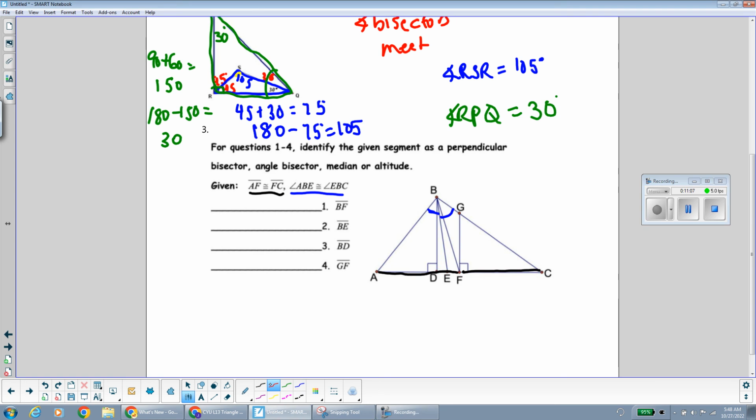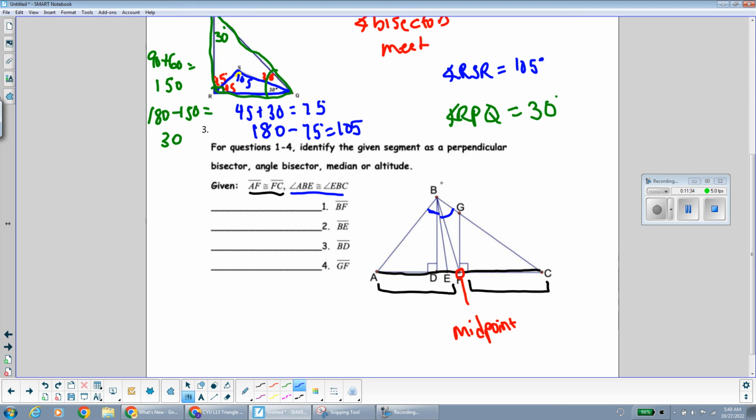Already I can tell that if AC is being split into two equal parts at point F, then point F is the midpoint of AC. Remember, if we have two congruent parts, that tells us that this is the halfway point, so that's the midpoint.